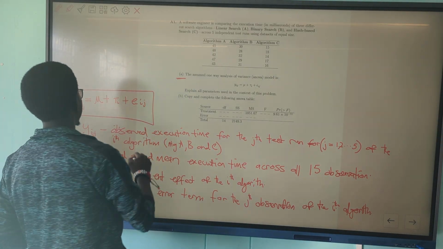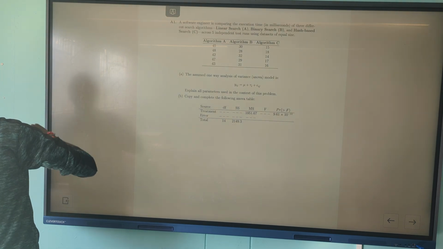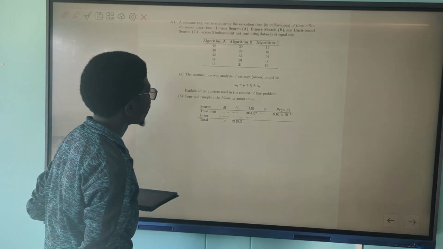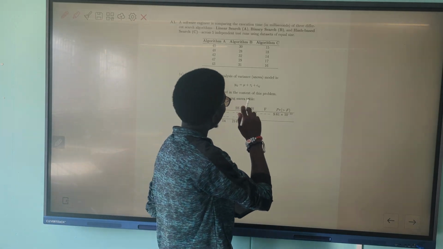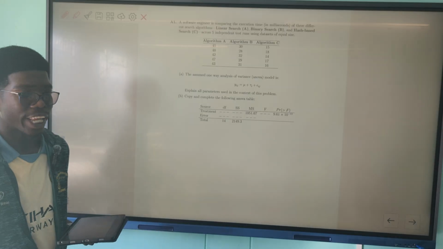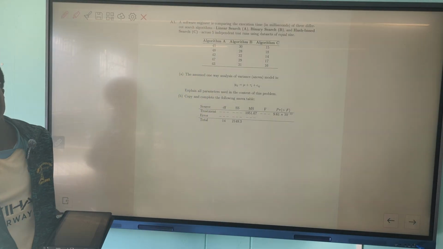Moving on to part B. Part B: copy and complete the following ANOVA table. Are we together? Copy and complete the following ANOVA table.